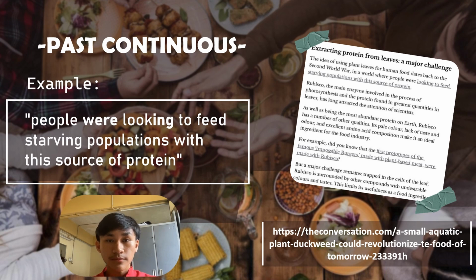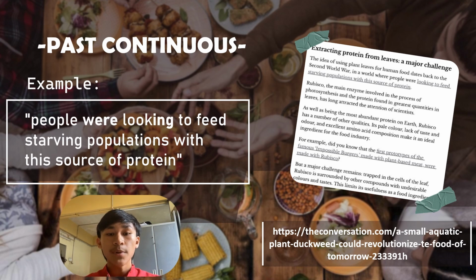Then, I was sitting on the balcony. So, since I is a singular subject, we use was after it, and we add ing at the end of our verb, which is sitting. So this is an example of a sentence that has past continuous in the article that I got.